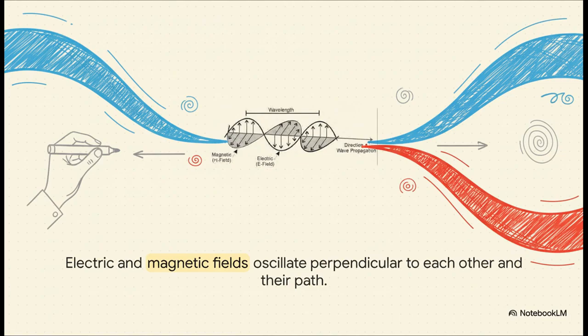So, how do these waves actually move? Well, they're made of two interconnected parts. You've got an electric field and a magnetic field, and they're oscillating at right angles to each other and to the direction they're traveling. It's this constant dance, a changing magnetic field creating an electric one, which then creates a new magnetic one that just keeps pushing the wave through space, even through a perfect vacuum where there's nothing.